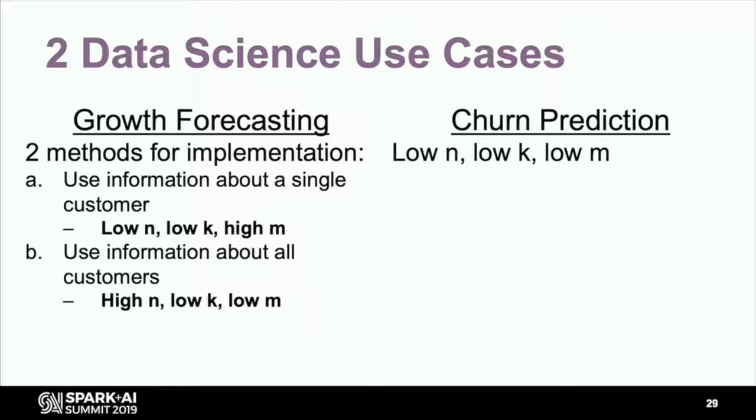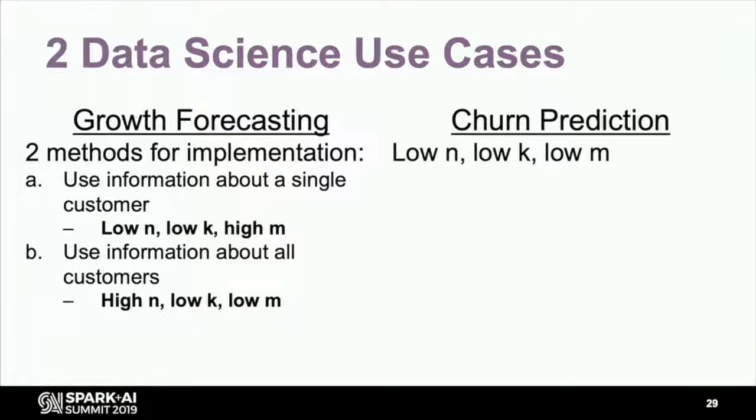In terms of growth forecasting, there are two different flavors. You might want to use only the information about a single customer or user, which I'll get to as low N, K, and M in a moment. Or you might want to use information about all your customers, which might be much bigger data that you couldn't operate on an individual basis. For churn prediction, we don't have very much churn, so there isn't much data, and we end up focusing a lot more on model tuning and solving that problem correctly.